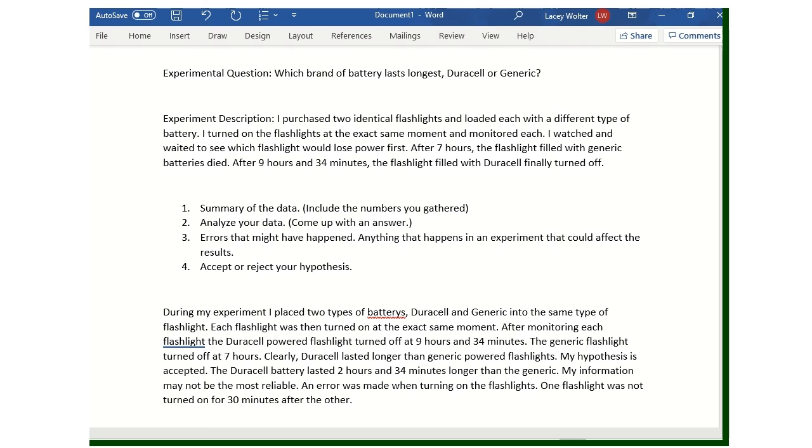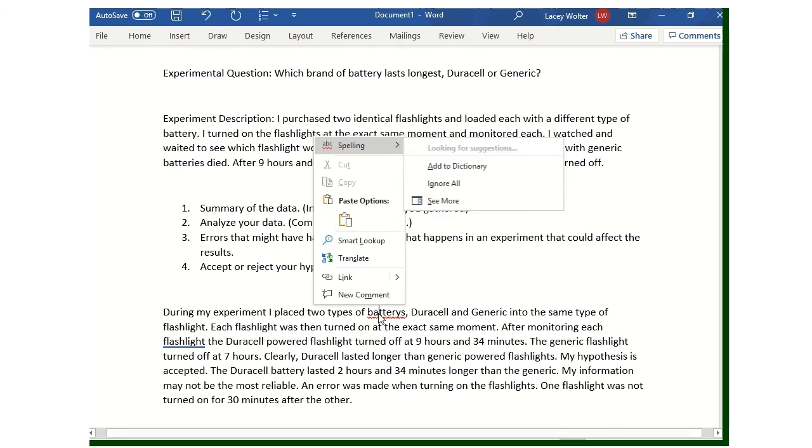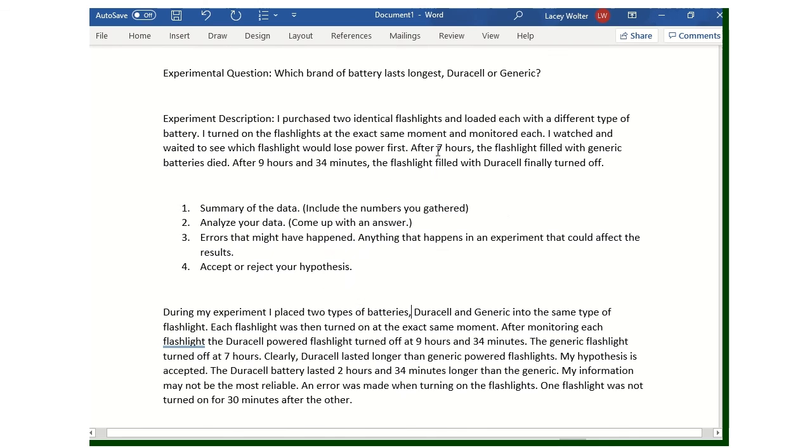It does not have to go in the order that I have, but it should include the same bits of information, which are these 4 things up here: summarizing your data, analyzing your data, coming up with an actual answer, accepting or rejecting your hypothesis, and then jumping back up to number 3, any errors that might have occurred.